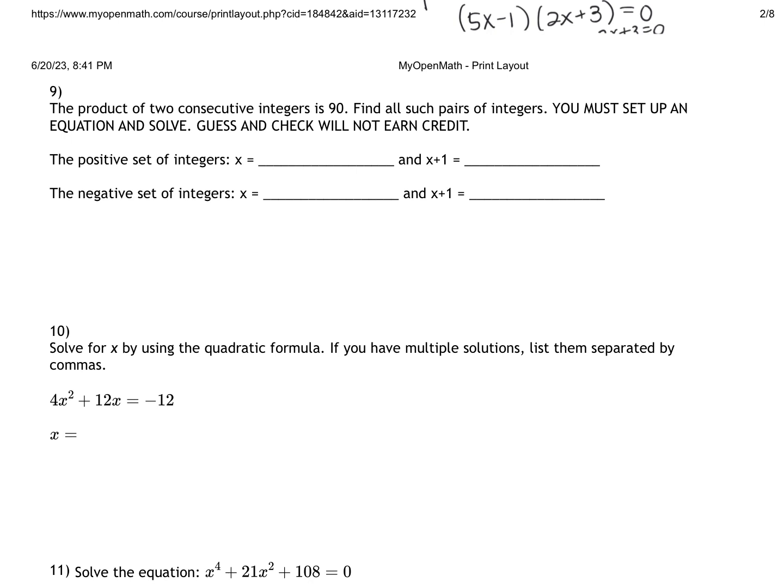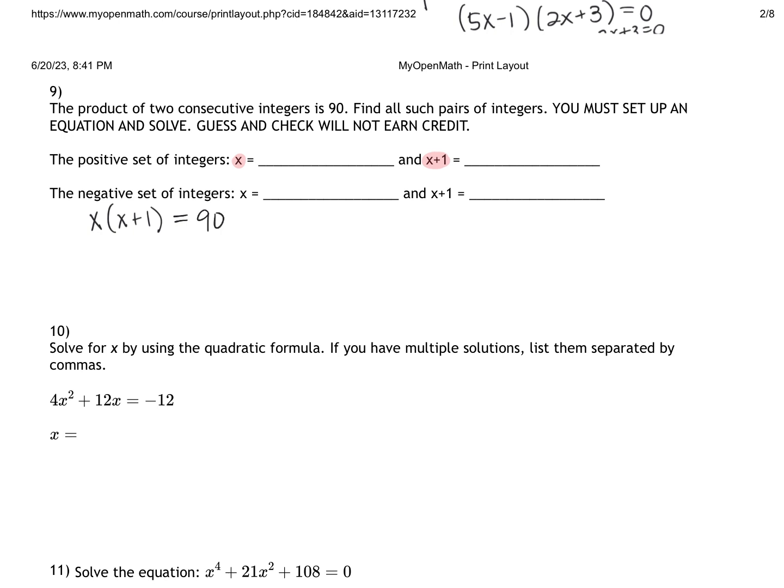Okay, so product of two consecutive integers. Consecutive means one after the other, so you do x and x plus 1. It's even giving you a hint here. It's saying x equals and x plus 1 equals. So that's how you set up your problem. x times x plus 1, because it says product, is 90, so equals 90.